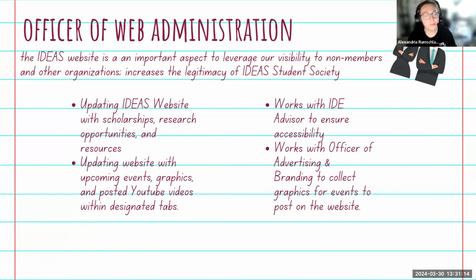Okay, so the Officer of Web Administration focuses primarily on updating our website. Our website is updated with scholarships, research opportunities, and resources. We have a lot of tabs, but the public only sees the active tabs. Behind that, we have a lot of other tabs that we keep unpublished. It's hidden from everybody else, but that is where they prep and prepare to publish. So for example, our elections tab is already in the process, but we can't see that. It's them actively working on the website and updating it.